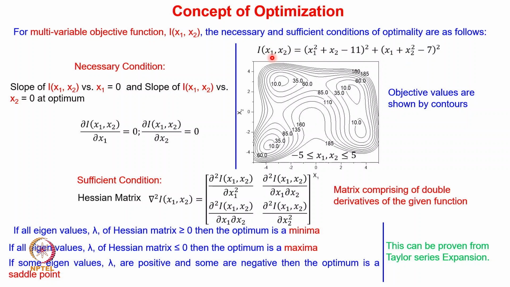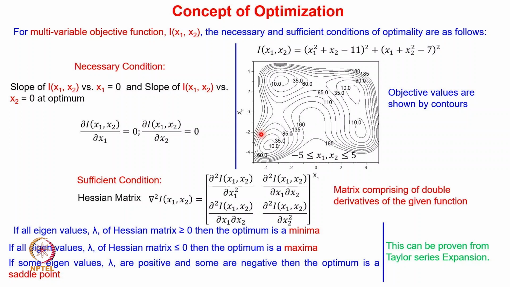So I(x1, x2) is given as (x1² + x2 − 11)² + (x1 + x2² − 7)², and we wanted to minimize this objective function I with respect to x1 and x2. If I plot x1 and x2 and show the different values of the objective, we get a contour plot like this. You can see that x1 and x2 are plotted against each other, and corresponding to each objective value we are getting one contour here.